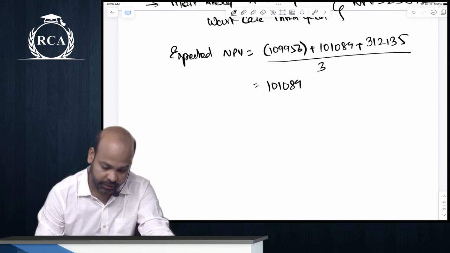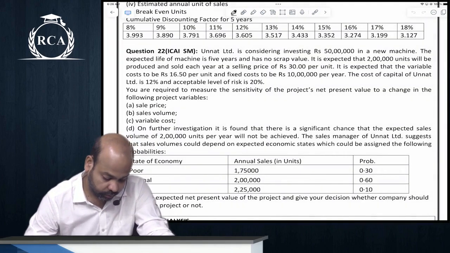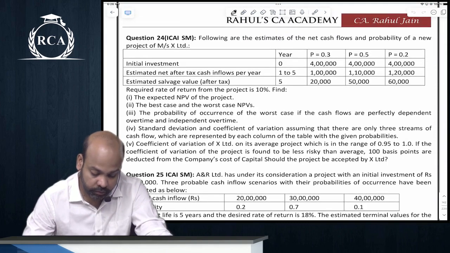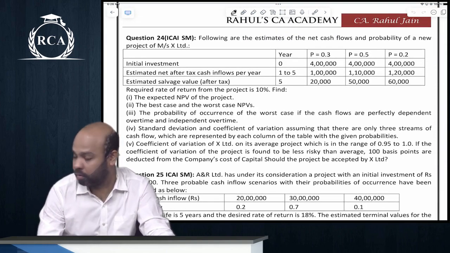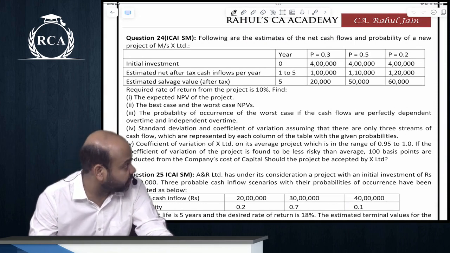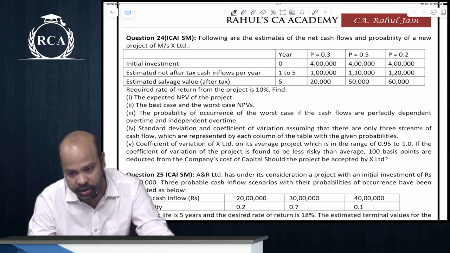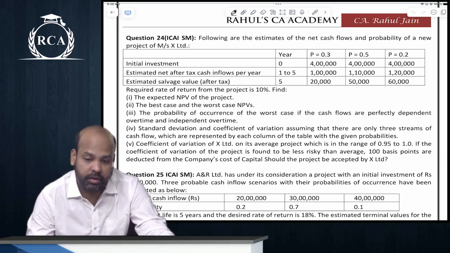Question 24, now. In scenario analysis, decisions are not always taken on the basis of expected NPV. Because if we had to decide only on the basis of expected NPV, then why have scenarios?